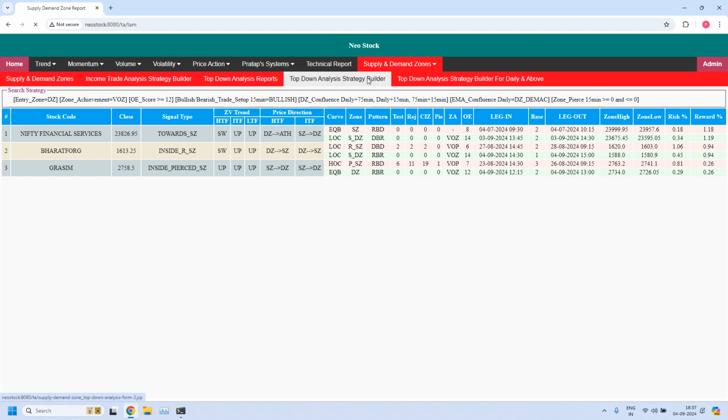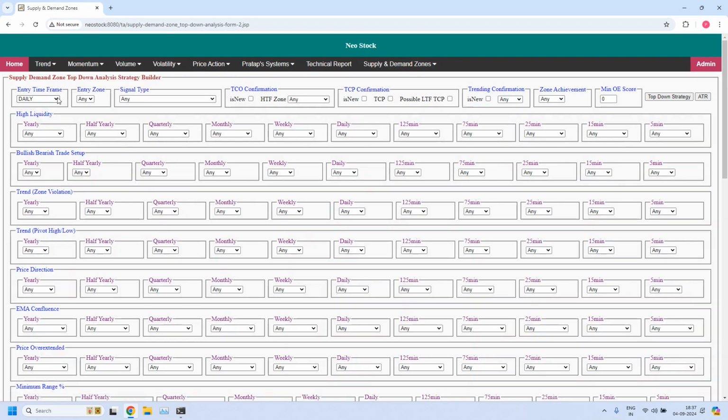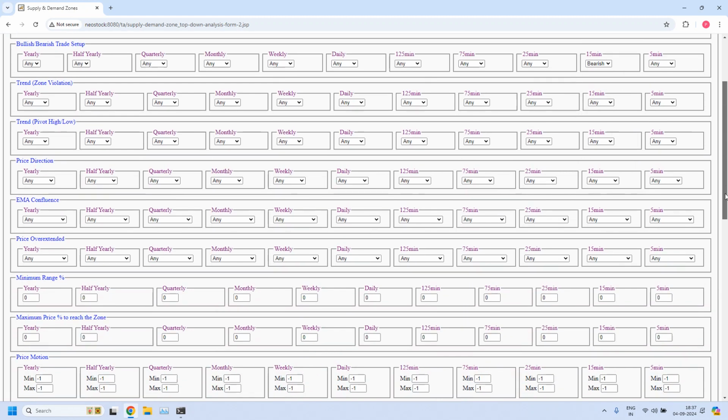Next, bearish trade setup for daily income trade. Entry time frame is 15 minutes. Entry zone is supply zone. In bullish or bearish trade setup at 15 minutes, I am selecting bearish. This 15-minute supply zone should not be pierced.